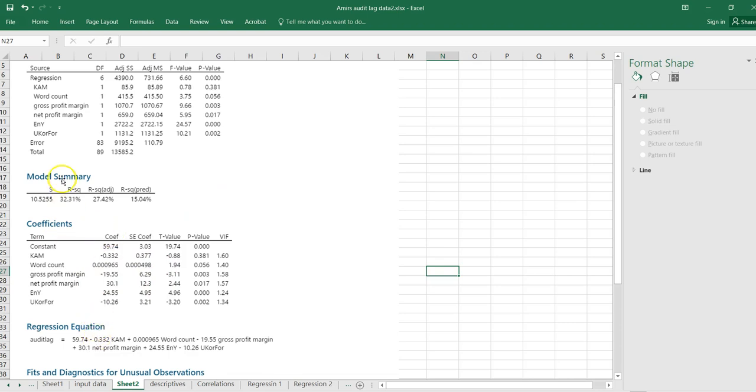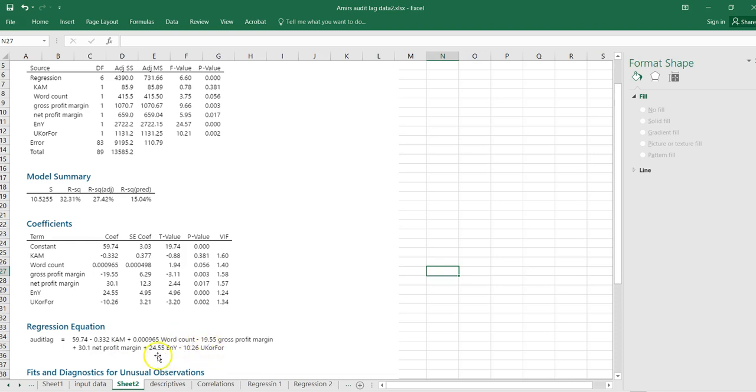Okay, so we have this regression equation here, down here, and this is the slope of these lines that at best predicts audit lag. We're saying therefore that it's 559.74 minus 0.332 times the KAMs plus this very small number times the word count, and so on.